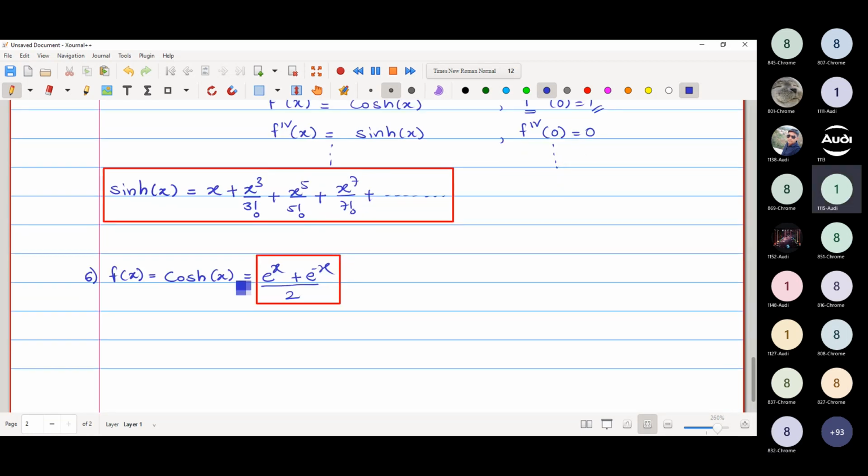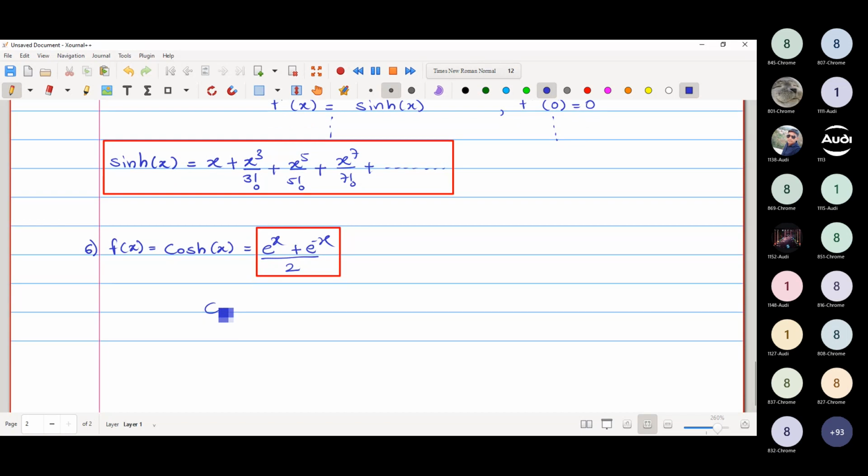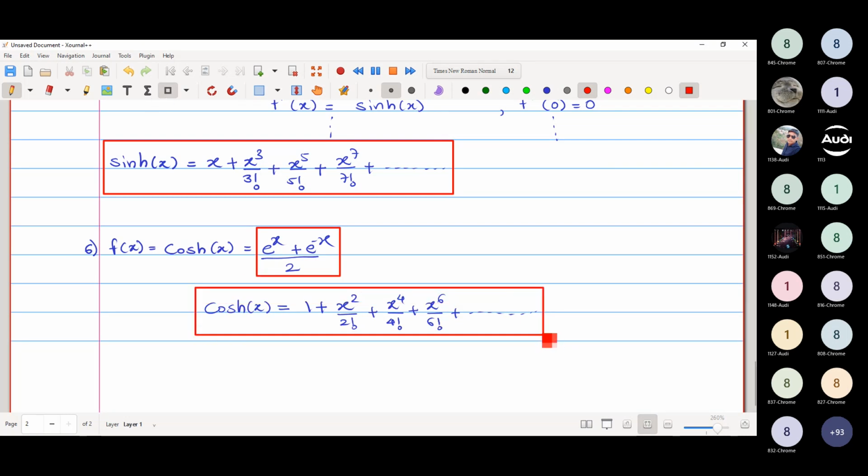Sir, it will be for an even function. It will be exactly like cos x, the same. Only what will be the change? All will be positive. Very good. So all the terms will be positive. We are going to have 1 plus x squared upon 2 factorial plus x to the power 4 upon 4 factorial plus x raised to 6 upon 6 factorial. All are even and positive. So it will look exactly like cos x. Only the change is all terms will be positive. Can you do all the expansion of this?